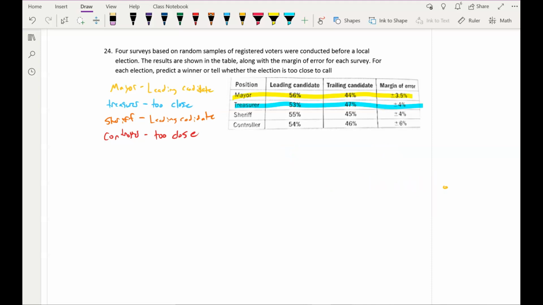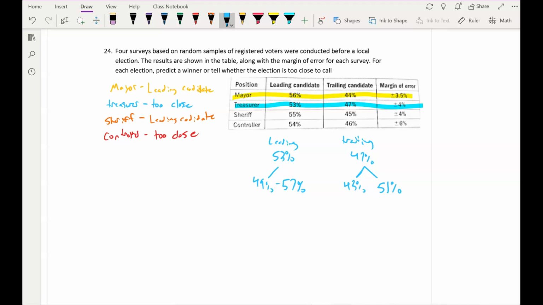Okay, now a different example would be the treasurer. If we look at the treasurer, we have the leading candidate at 53% and the trailing candidate at 47%. But there's a margin of error of 4%. So we could go anywhere from 49% with the leading candidate all the way up to 57% of the vote based on that survey. Whereas the trailing candidate could receive 43% all the way up to 51% of the vote.